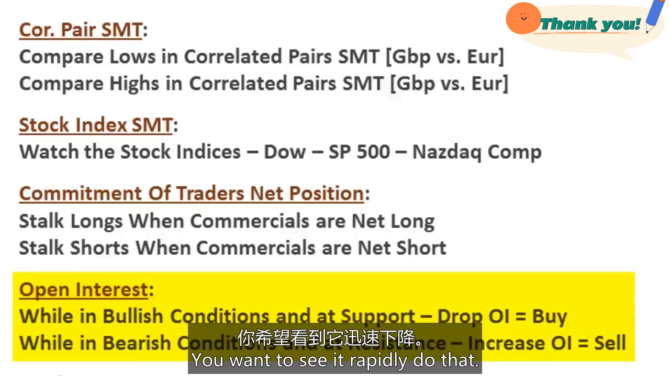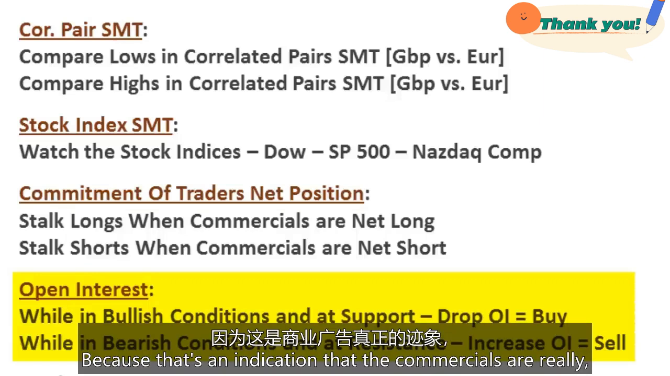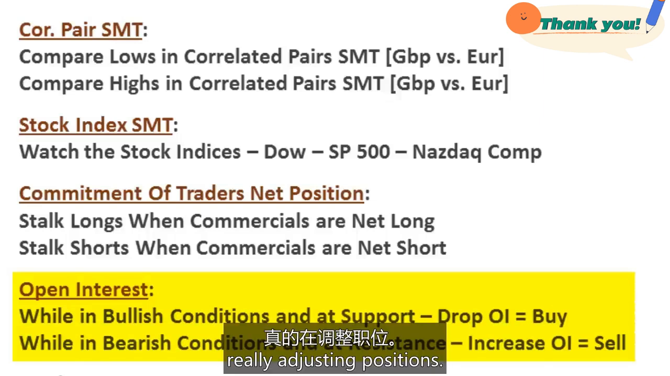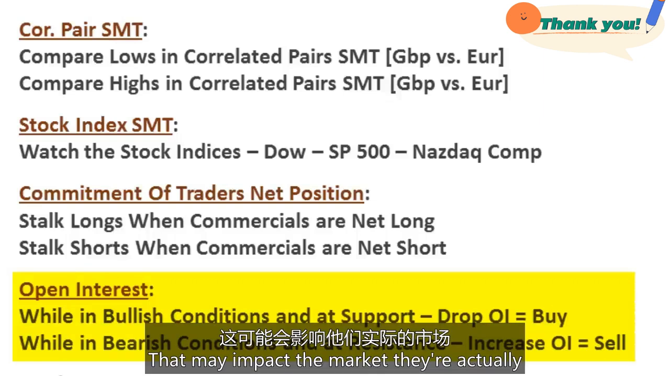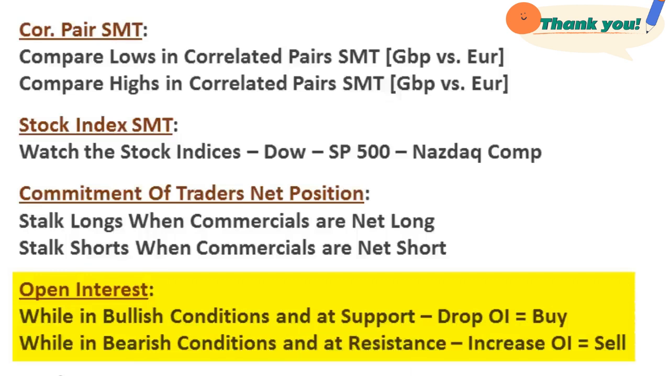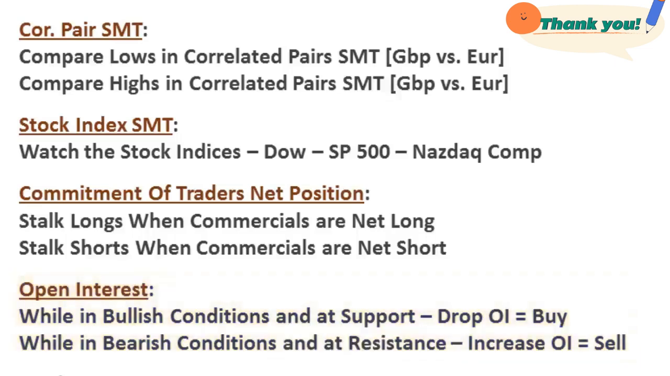and just as well as you want to see an increase, when it drops for bullishness, you want to see it rapidly do that, because that's an indication that the commercials are really adjusting positions and allocating funds to offset the initial risk or risk-on scenario that may impact the market they're working within. So if you see an increase in open interest at a resistance level, that's bearish.